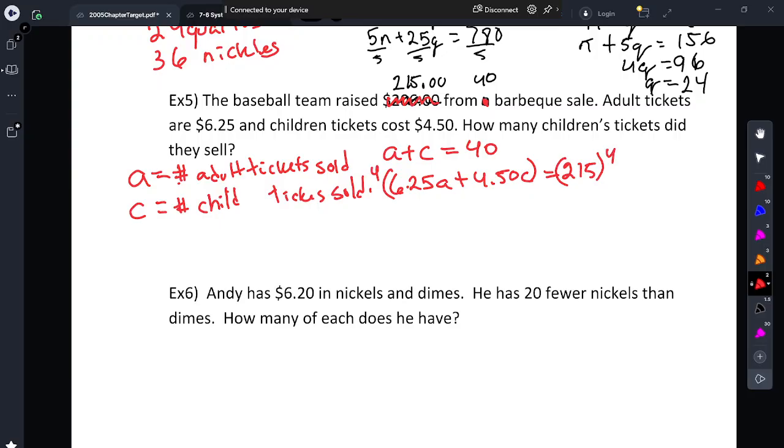What's 4 times 6.25? You don't know? That'd be $6 plus 4 quarters. $6 is 24 plus $1, 25. So that's 25 A plus 4.50 times 4. Well, 4.50 times 2 is 9, so 18. 18C equals 4 times 215 is what? 860, I believe.